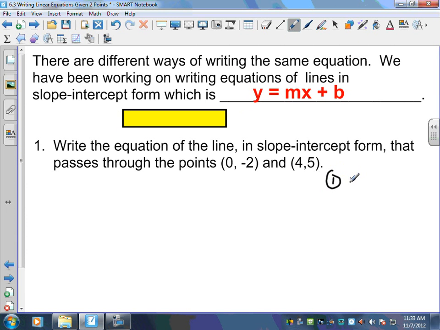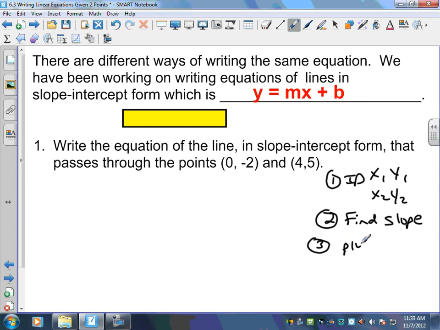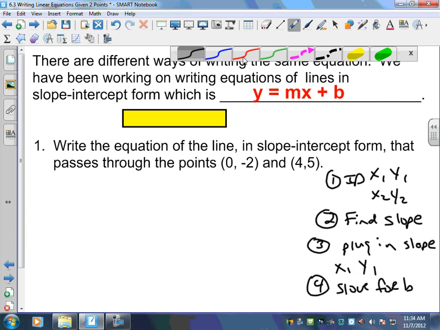Number 1, identify x1, y1, x2, y2. 2, find slope. 3, plug in slope and x1, y1. 4, solve for b. That's what we're doing, okay?